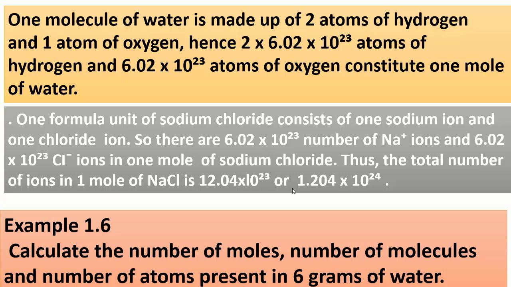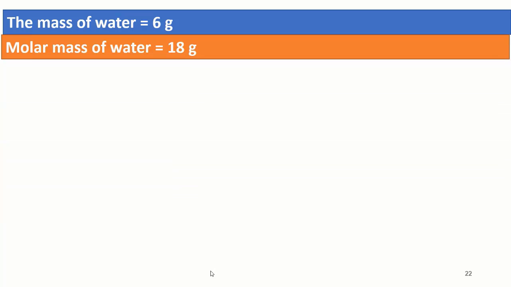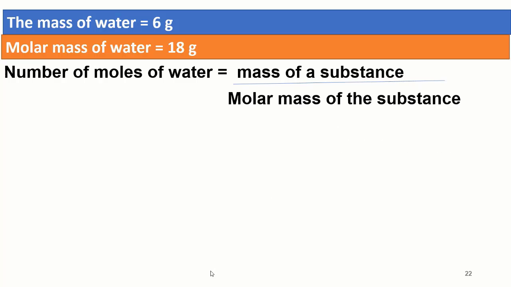Then you learn example 1.6, in which you calculate number of moles, number of molecules and number of atoms present in 6 gram of water. So first of all, we calculate the number of moles. The mass of water was given 6 gram. Molar mass of water is 18 gram. So we apply the formula to calculate number of moles of water, mass of substance divided by molar mass of the substance. Mass is given 6, molar mass is 18. When 6 is divided by 18, the answer is 0.33 mole.